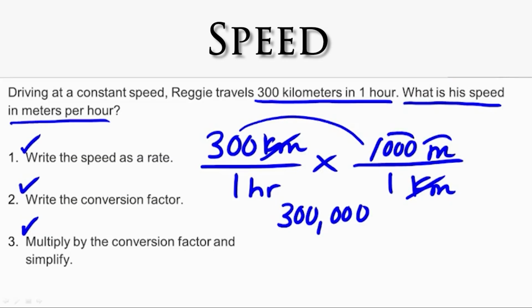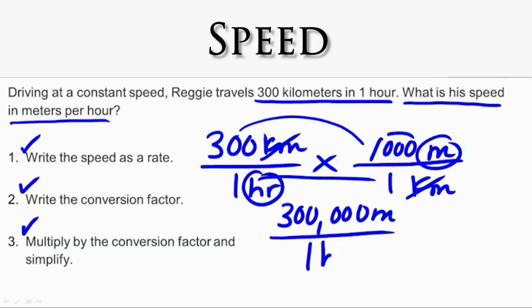300,000. The label or the unit is meters, and that's going to be over 1 times 1, which is 1, and hour is our unit. So what does this tell us? It tells us that Reggie's speed in meters per hour is that he travels 300,000 meters per hour. And this is how you convert speed.